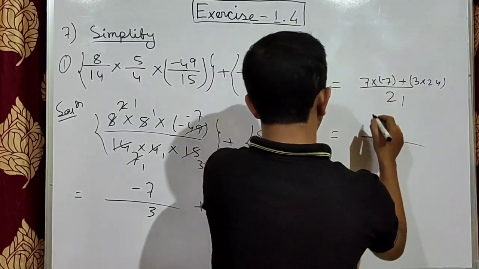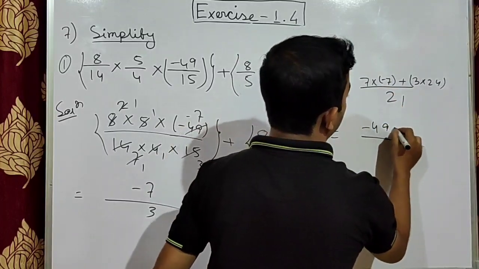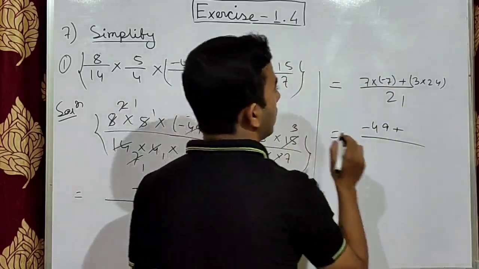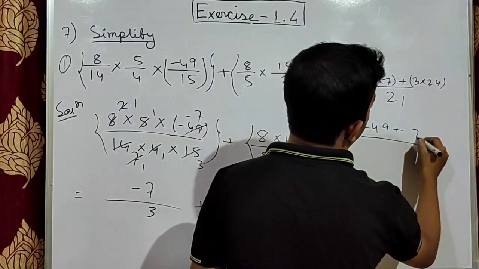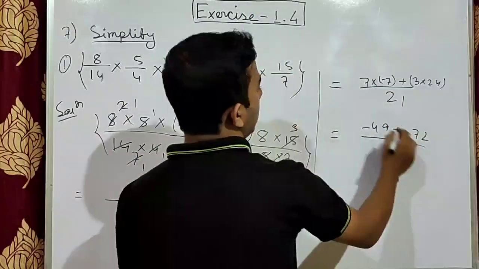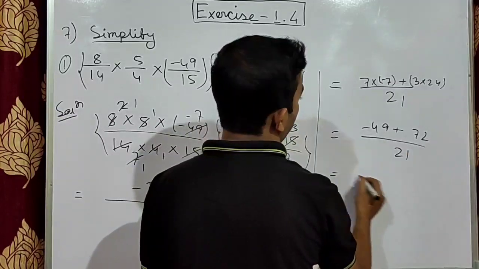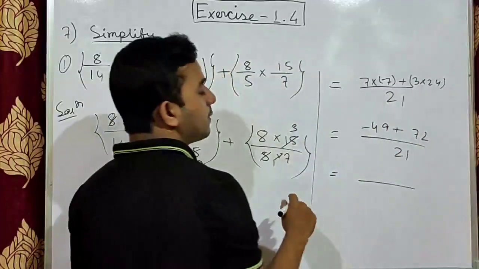Now 7 into 7 is how much? Minus 49. Minus 49 plus 3 into 24 is how much? 4 into 3 is 72. Clear? Then 21. Now plus minus. Okay, plus minus is minus.